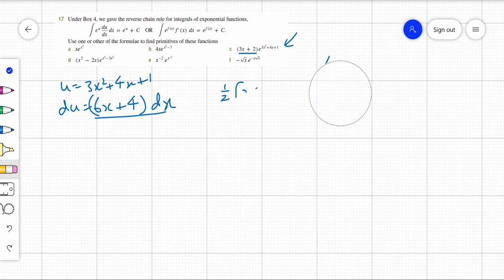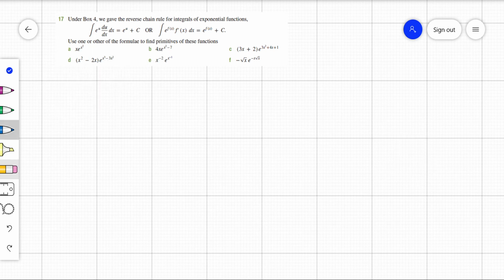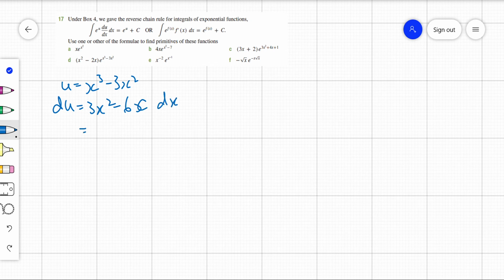Like, in a way, they stay the same, that exponential part. Alright, so if we look at d, again, let u equal the power, x cubed minus 3x squared. And then we've got du being 3x squared minus 6x. Alright, now don't forget your dx.